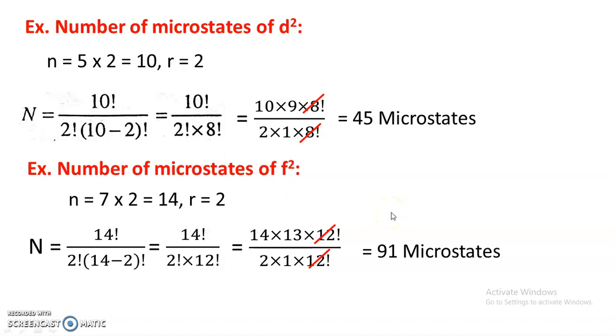So this is about the microstates. Again, the meaning of microstate is that the allowed combinations of ml and ms values for electrons are called microstates, and each different arrangement of electrons in a set of orbitals has slightly different energies. These are called microstates. And in short, we can say for d2 configuration, 45 microstates or allowed combinations of ml and ms are possible, whereas for f2 configuration, 91 different allowed combinations of ml and ms are possible.